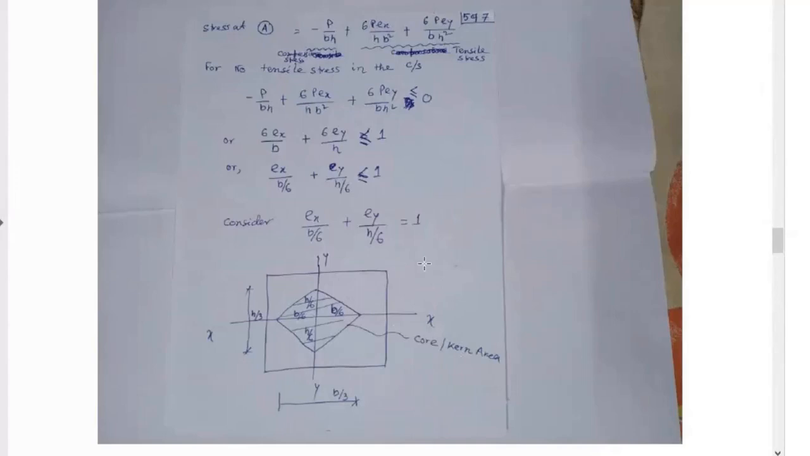If the cross section of the column is rectangular, the Kern area or the core area will again be rectangular in nature. And if we apply the compressive force so that its line of action passes through this hatched portion, there will be no tensile stress within this rectangular cross section. The entire stress will be compressive in nature. So we get the Kern area for a rectangular cross section.